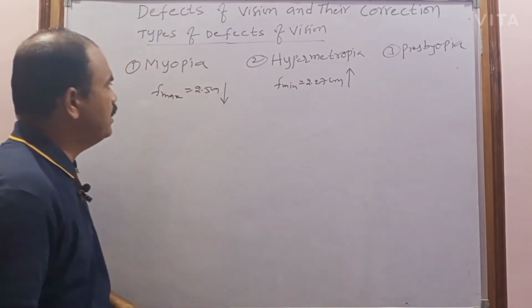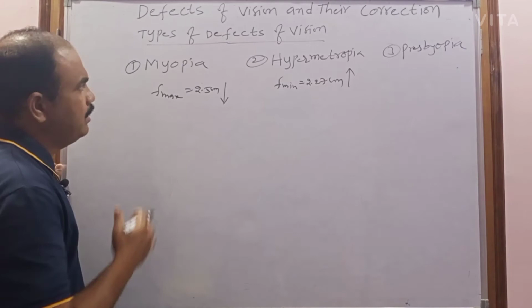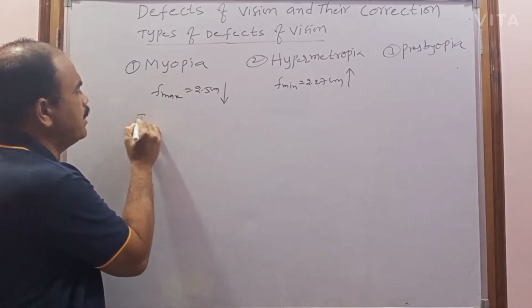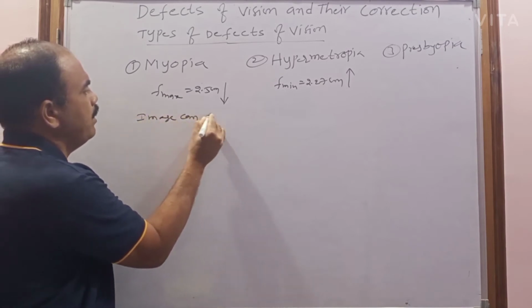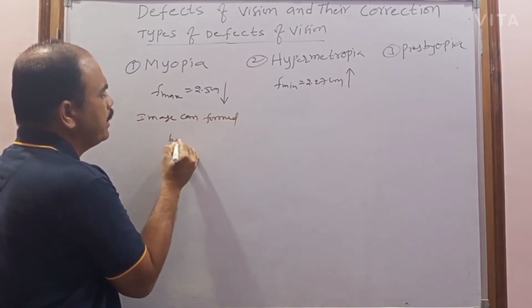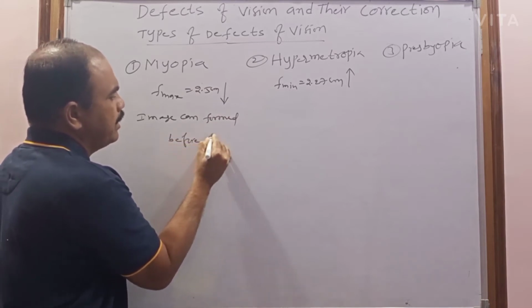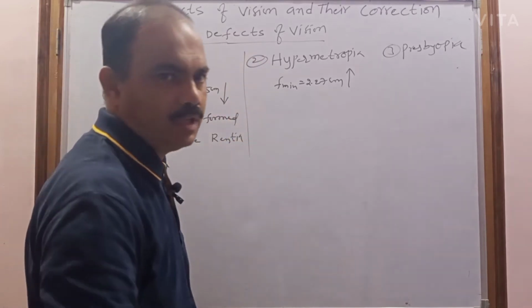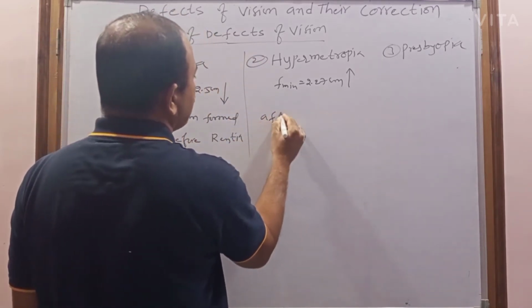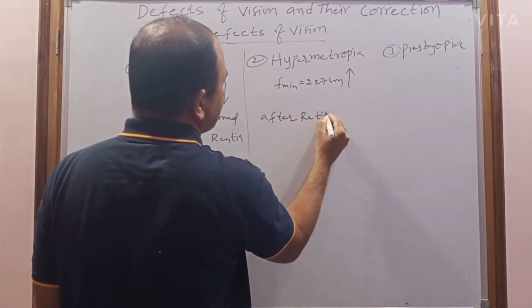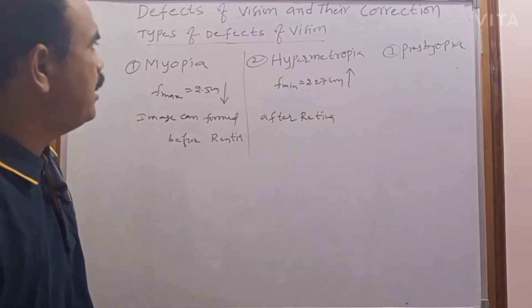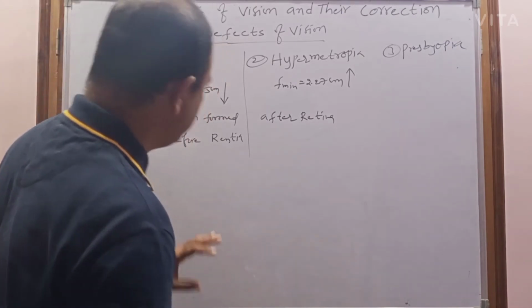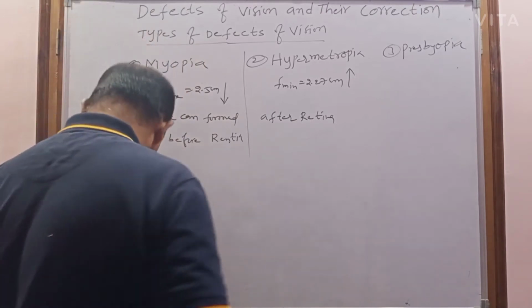Generally, when a person suffers with myopia, the image is formed before the retina. If the person suffers with hypermetropia, the image is formed after the retina. So these are the three different types of defects of vision. Next we are going to learn them individually. First of all, I am going to explain myopia.